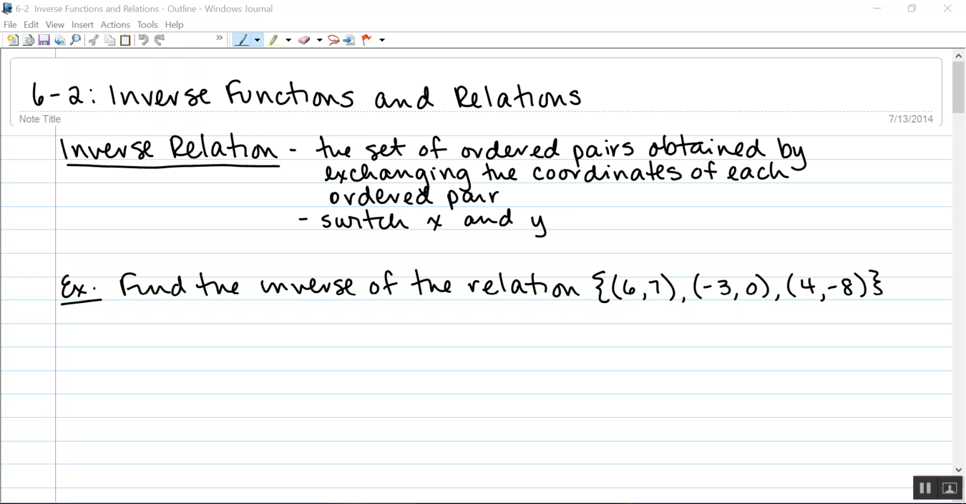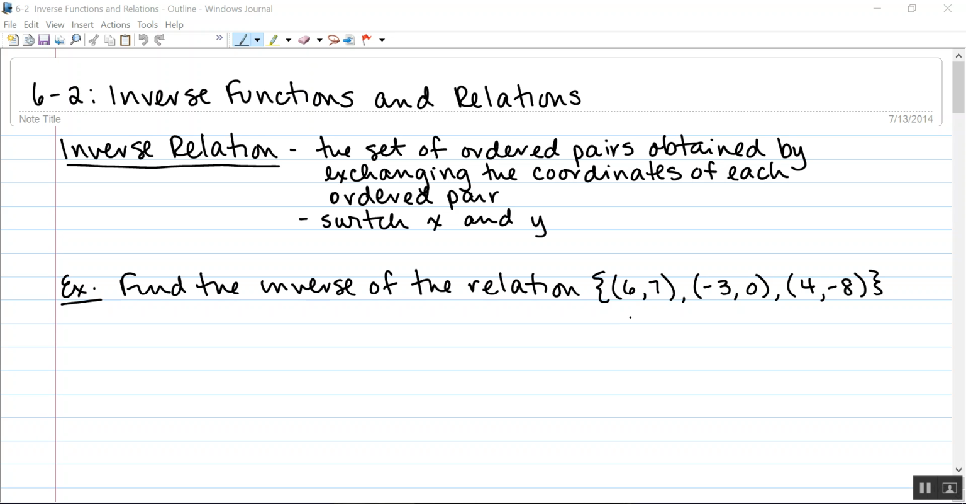Section 6.2 is on inverse functions and relations. An inverse relation is the set of ordered pairs obtained by exchanging the coordinates of each ordered pair. In other words, just switch x and y. So let's take a look at a really simple example here.